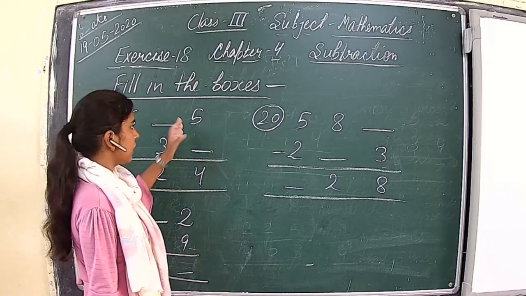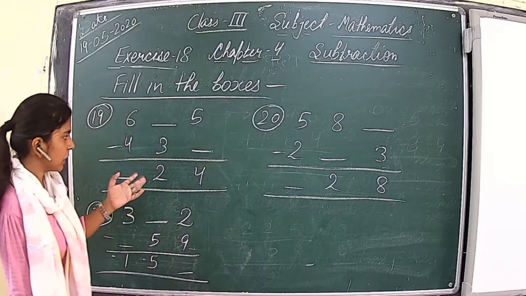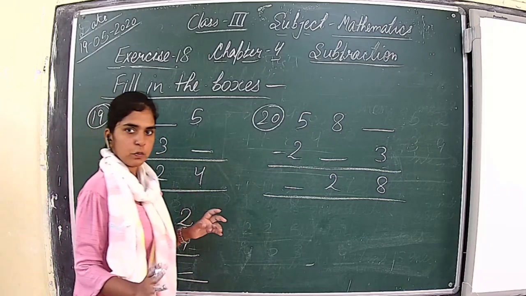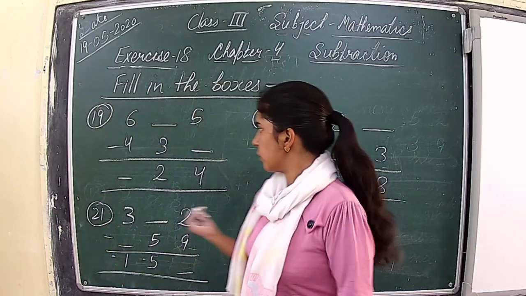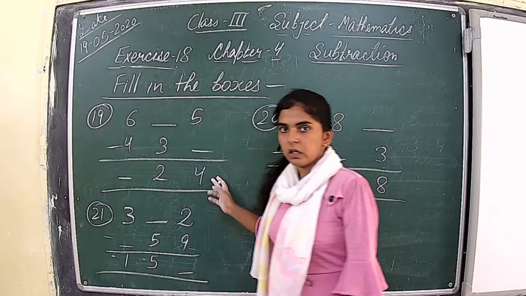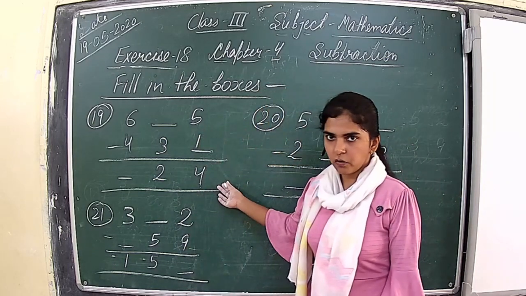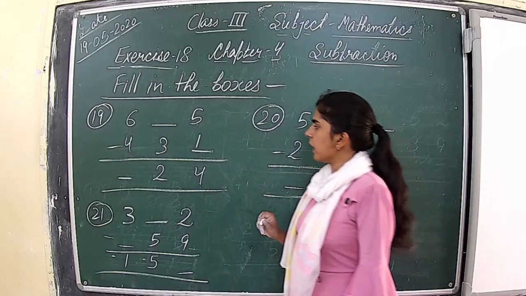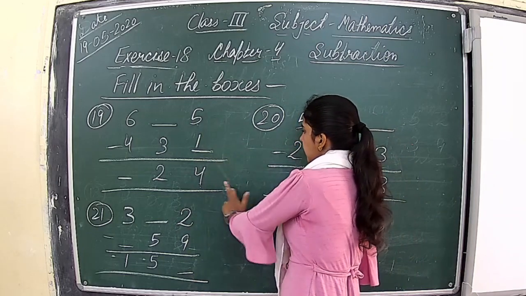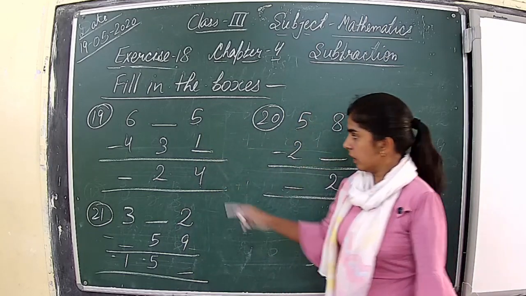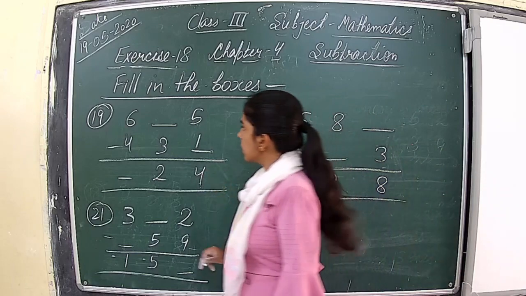What should be subtracted from 5 so that we get 4? When we subtract 1 from 5, we will get 4, right? Or you can find the answer like that: 5 minus 4 is equal to 1. So answer will be 1, okay?